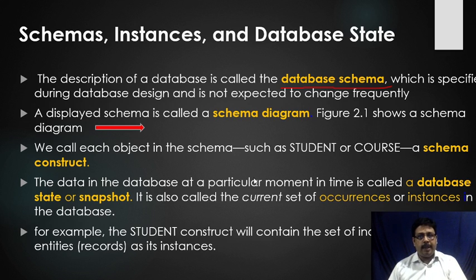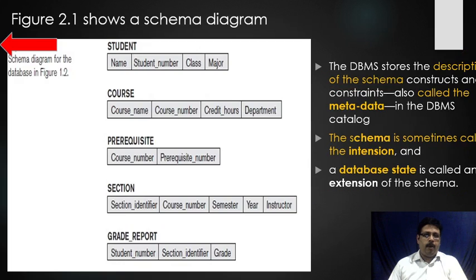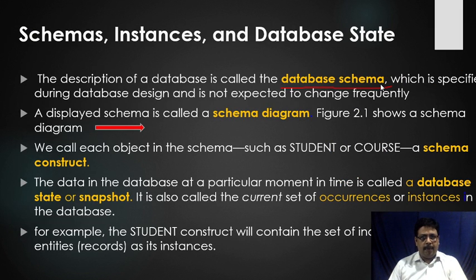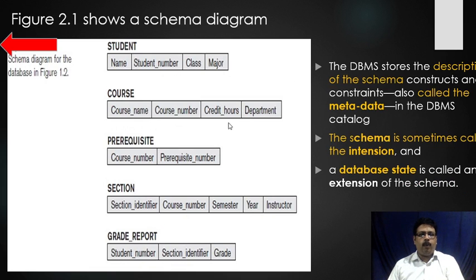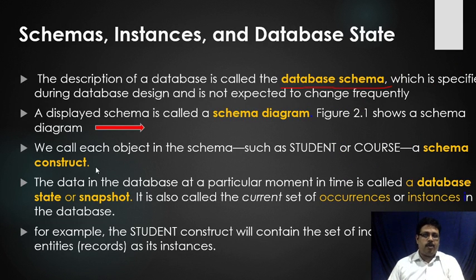See what happens, in the examination, these are asked: what is the data model? Correct. What is the entity? What is the relation? Or what is database schema? What is the schema? Out of these, some may be asked for 1 mark or 2 marks. Okay. So here schema construct stands for each object in a schema. For example, student and course. Here the student and course are the schema construct.